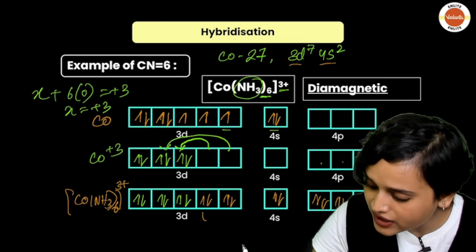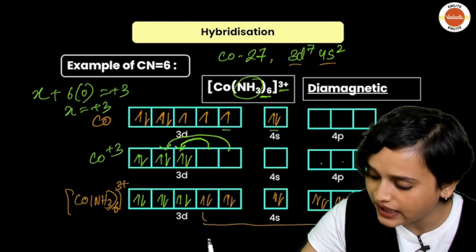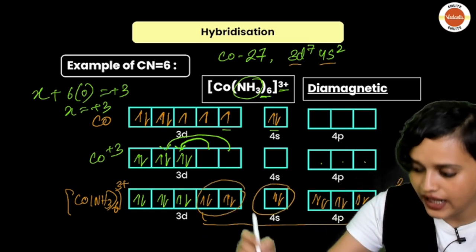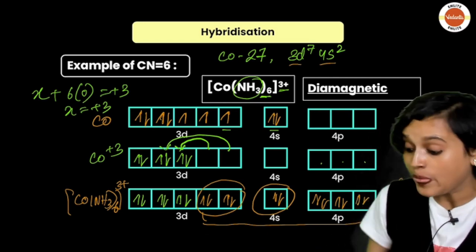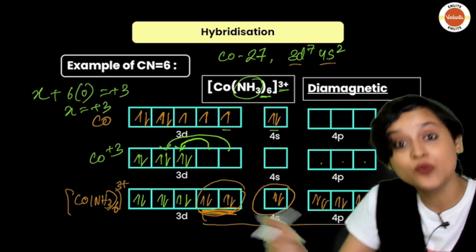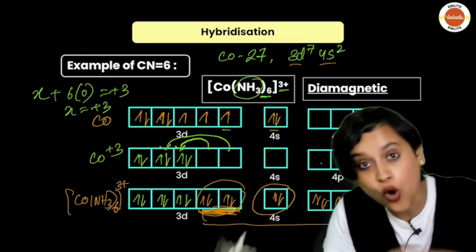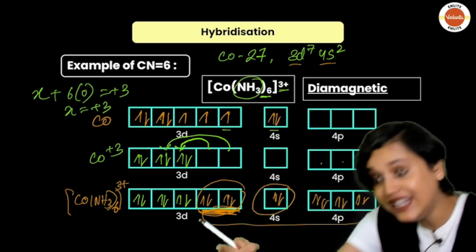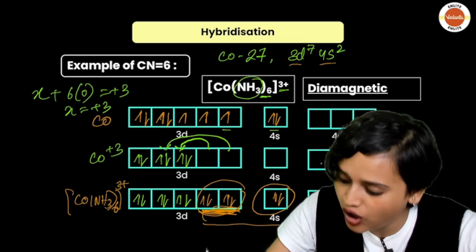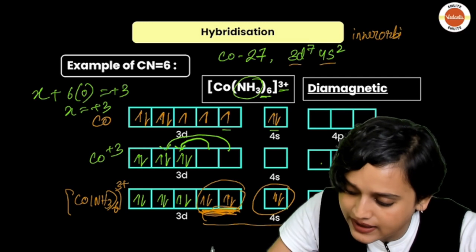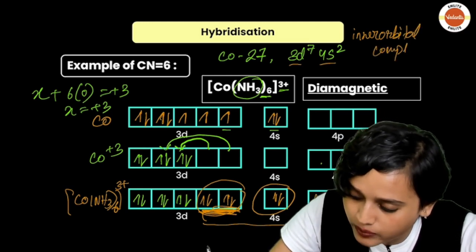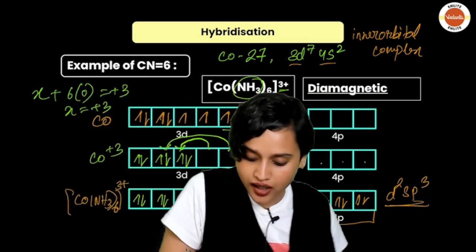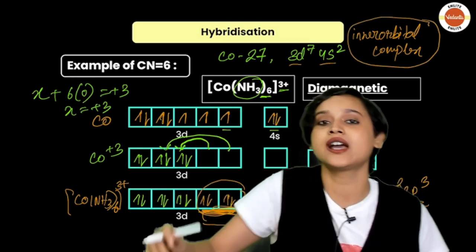And what is the hybridization here? Don't you see that it is d2sp3, 2 d orbitals, 1 s orbital and 3 p, so d2sp3? And do you see how these inner orbitals were emptied for NH3 to come and take over? That means that inner orbitals were empty. So can I call this an inner orbital complex? I think I can. Does it make sense to you? This is the inner orbital complex that I was talking to you about.